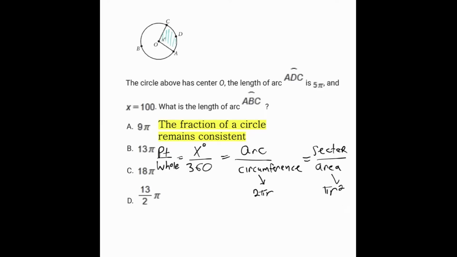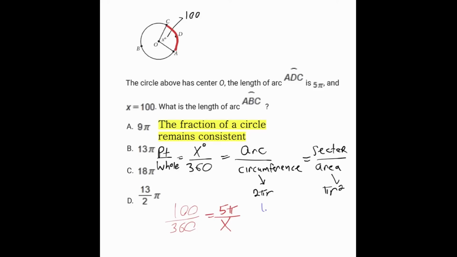So now in this question, the fraction we're talking about is the idea that x is 100. So that's 100 degrees out of the whole 360 degrees of the circle. And we're also told that the arc that pertains to that piece of the circle, so that part of the pizza crust, has a length of 5 pi. And that's 5 pi out of the whole circumference of the circle. So now we have a proportion that we can cross multiply.